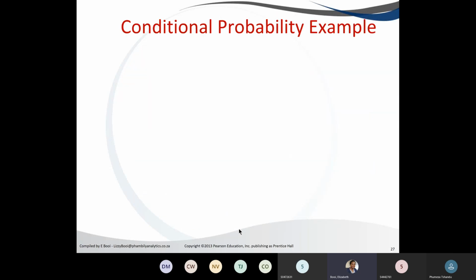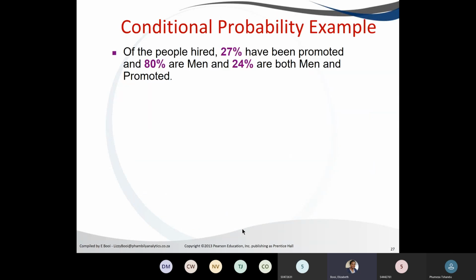Let's look at an example. If we want to calculate the conditional probabilities, let's say we are given this statement. It says of the people hired, 27% have been promoted. So this will be your simple event promoted. 80% are men. That means the probability of the simple event men, and 24% are both men and promoted.